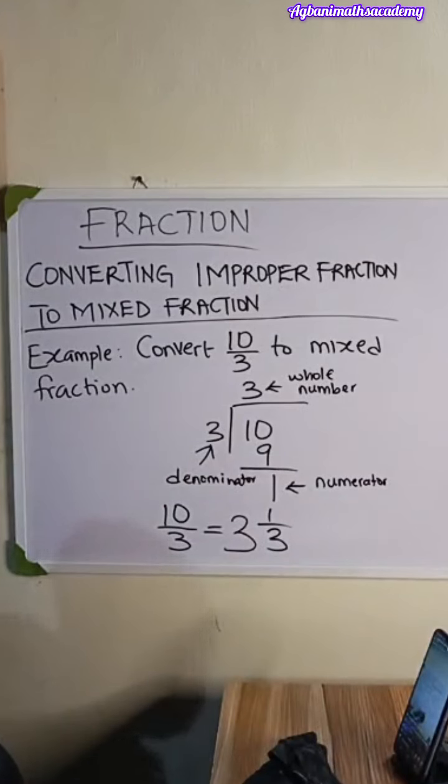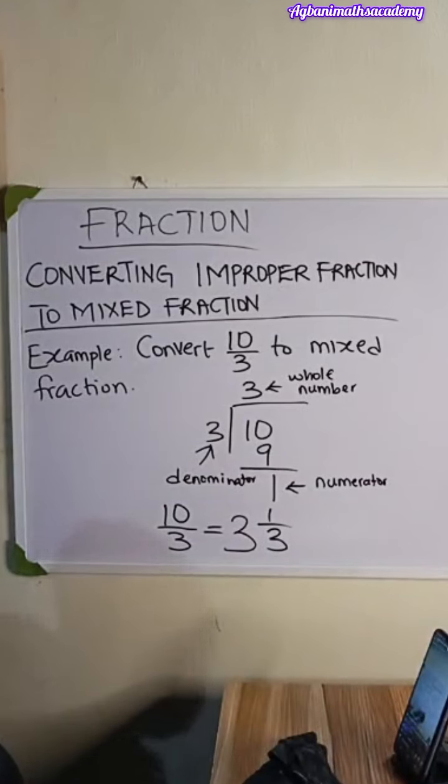Okay. So looking at this other one, 55, 7. 7 times 7 is 49. 7 times 8 is 56, and 56 is bigger than 55, so we have 7. 7 times 7, 49. 55 minus 49 will give you 6. So this is the whole number, this is the numerator, and this is the denominator. Therefore, we have 7 whole number, 6 all over 7.